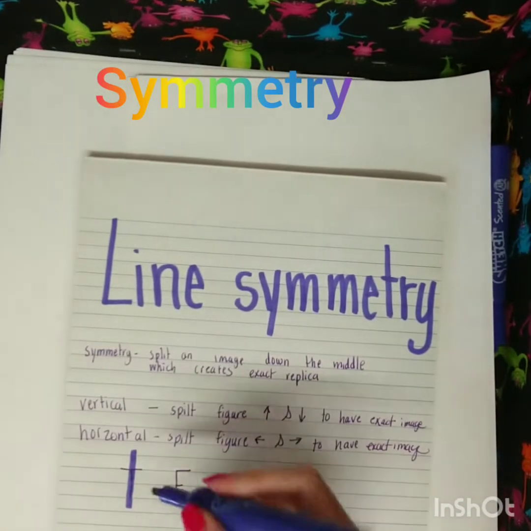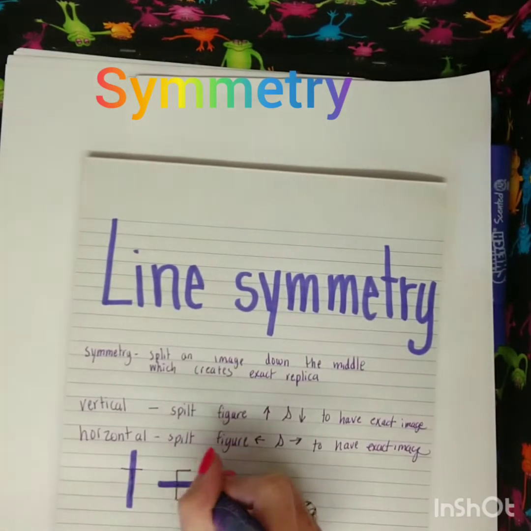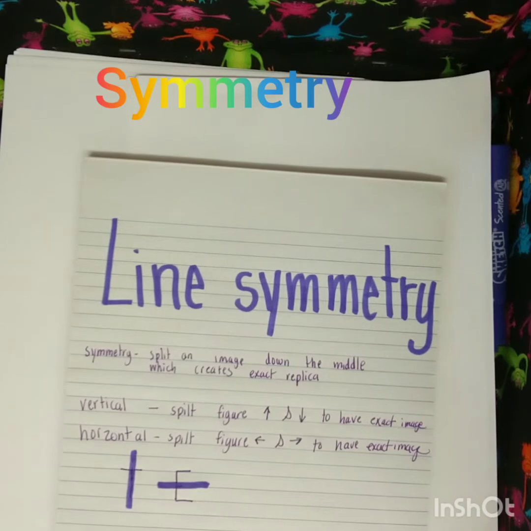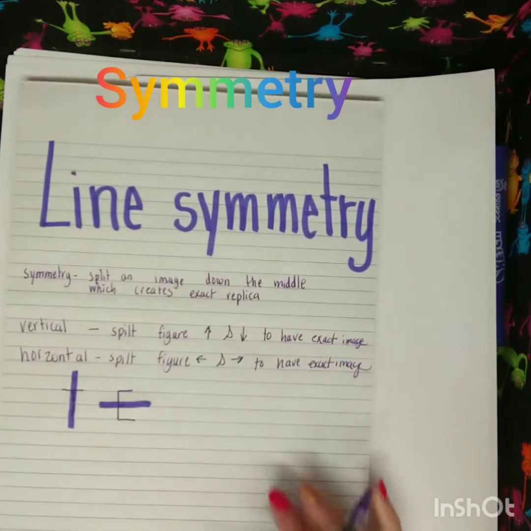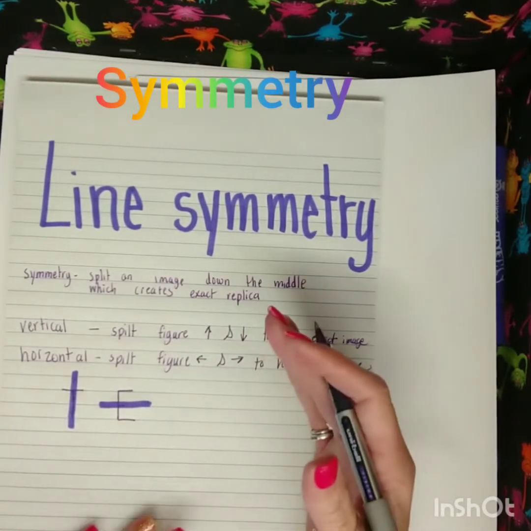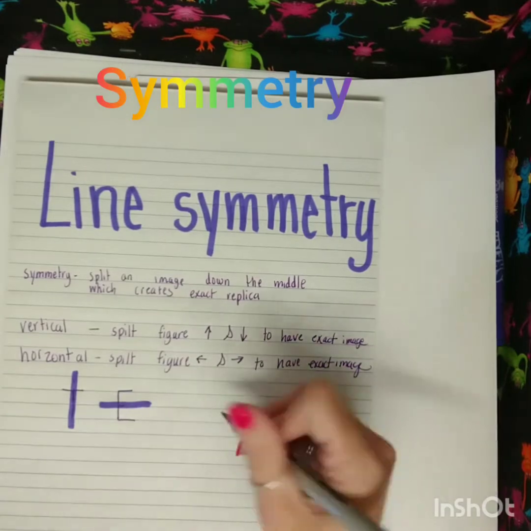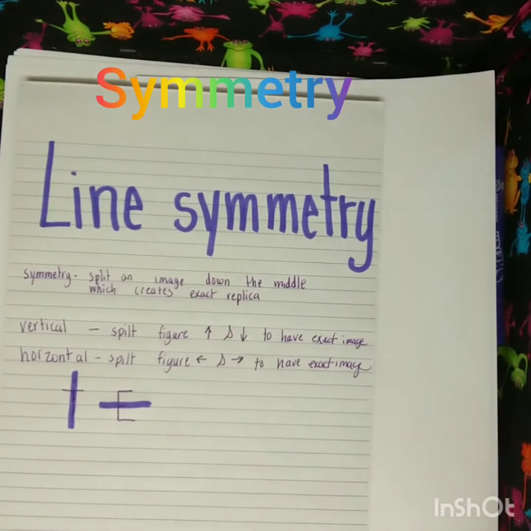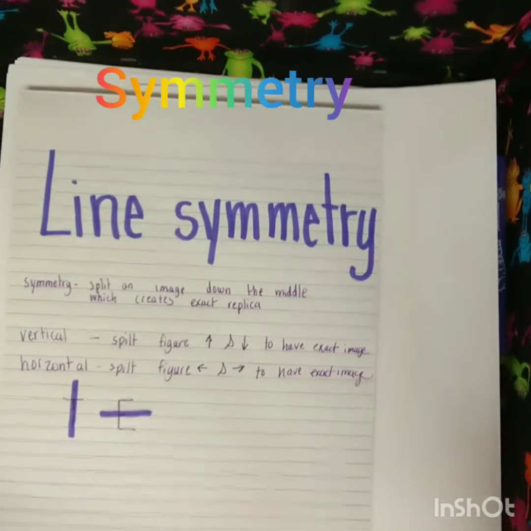I could have horizontal. Horizontal is when I split it like it's across the belly. If I do that, the top and the bottom look exactly the same. So this is vertical symmetry, and this is horizontal symmetry. What we did in class is we went through every single letter of the alphabet to determine whether the shape had any line of symmetry.